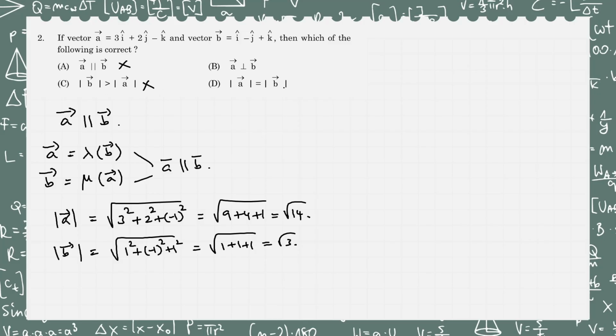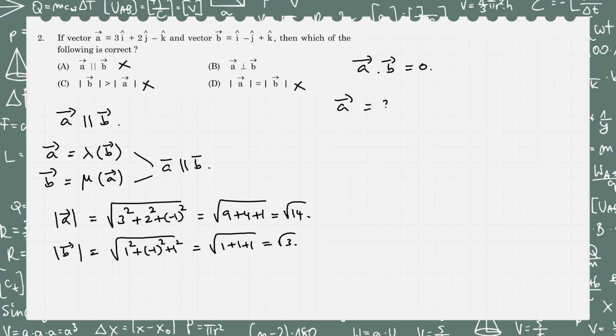And length of A and length of B are not same, because you can see length of A is bigger. So this is also not correct. So eventually we have only one option, but we can prove that also. When will we say A vector and B vector are perpendicular? When their dot product is equal to 0. Right? So let us take dot product between A and B.